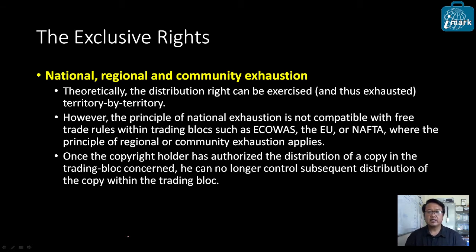Theoretically, the distribution right is exhausted within national territory. For example, in a country, once it is exhausted, the distribution right is exhausted within that country only. But once it goes across the border, the distribution right is again active. There are some exceptions, like trading blocks, such as ECOWAS, EU, NAFTA, which are blocks formed by multinational trading arrangements. Usually what they consider is that if a distribution right is exercised in that trading block, then it will be exhausted within that trading block only. For example, within the EU, irrespective of which country, it will be applicable within the EU only.